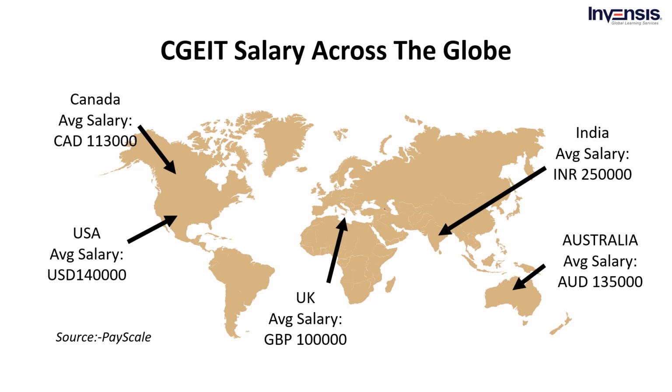For the USA, the CGEIT professionals earn an average salary per annum of $140,000. Similarly, for India, the CGEIT professionals earn an average salary per annum of 250,000 Indian rupees. Finally, for Australia, 135,000 Australian dollars. For Canada, 113,000 Canadian dollars. For the United Kingdom, £100,000.